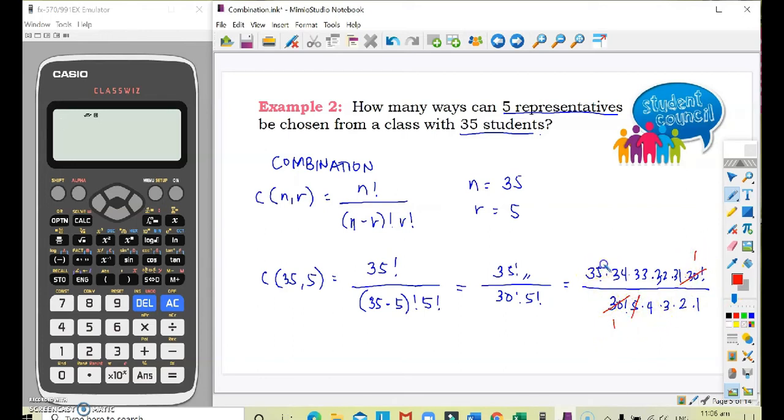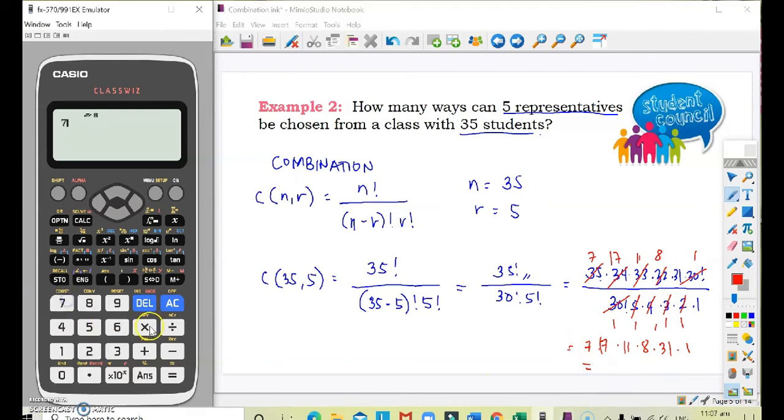I can cancel 5 and 35. That's 7 and 1. 4 and 32. That's 8 and 1. 3 and 33. That's 11 and 1. And 2 and 34. That's 17 and 1. So I have 7 times 17 times 11 times 8 times 31 times 1. And the answer is, let me use my calculator, 7 times 17 times 11 times 8 times 31 times 1. It's okay. So I have 324,632.